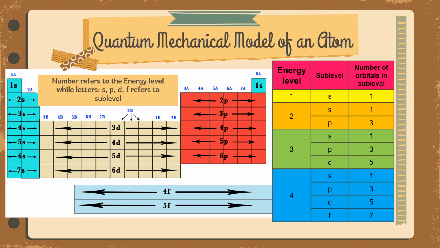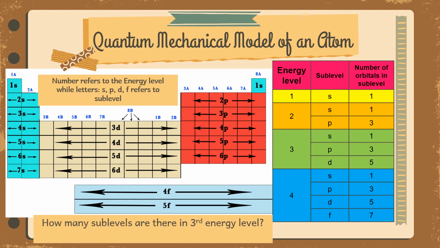While the letters S, P, D, and F represent the sublevel. So we have here 2s to represent that the second period consists of the s orbital. On the other hand, we also have on the second period the p orbital.